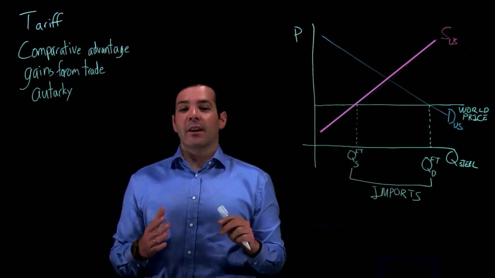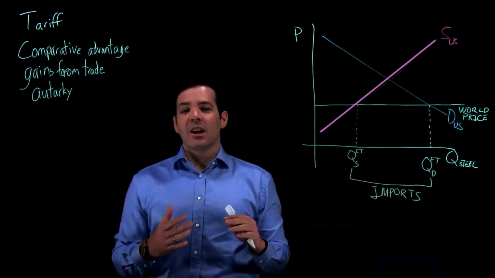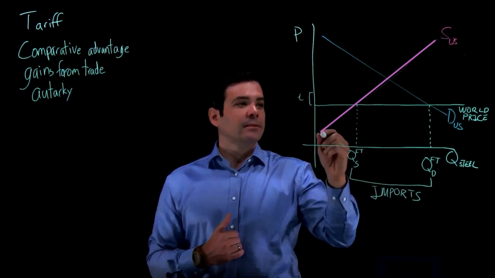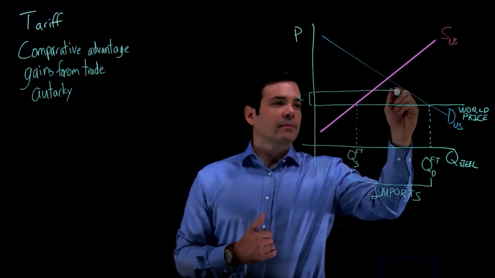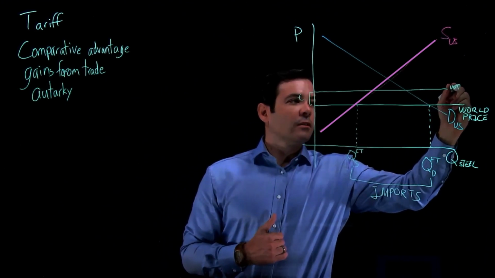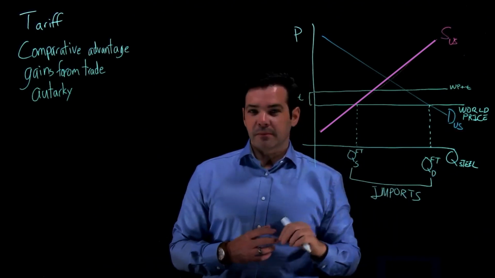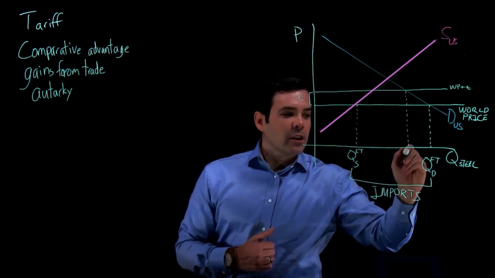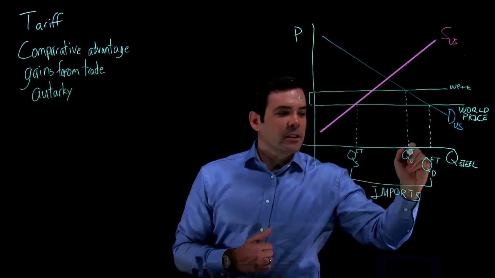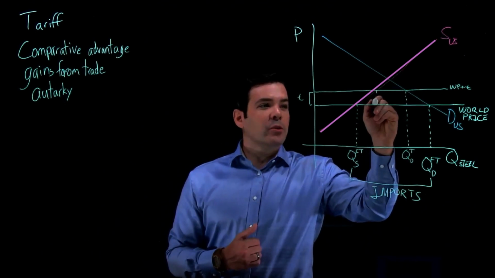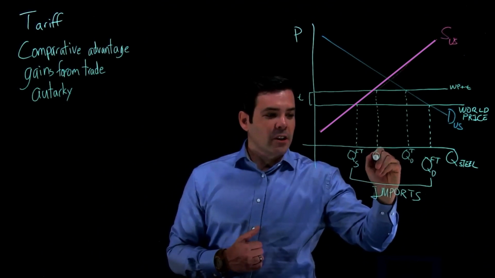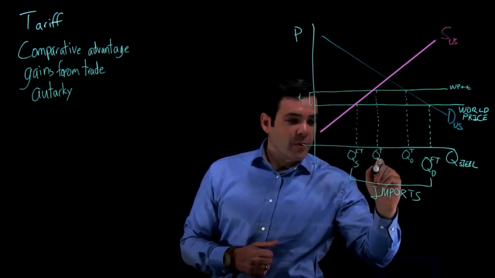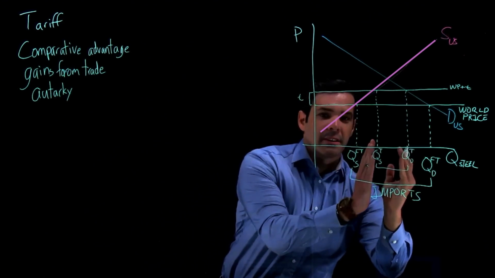Now, what happens when a tariff is introduced? A tariff is a tax, so the world price will shift up by the amount of the tax. Let's call that T. World price plus the tariff. At this higher price, American consumers will want Q sub D, T for tariff, and American producers will supply Q sub S, T, again for tariffs. Imports fall from this amount to this amount.